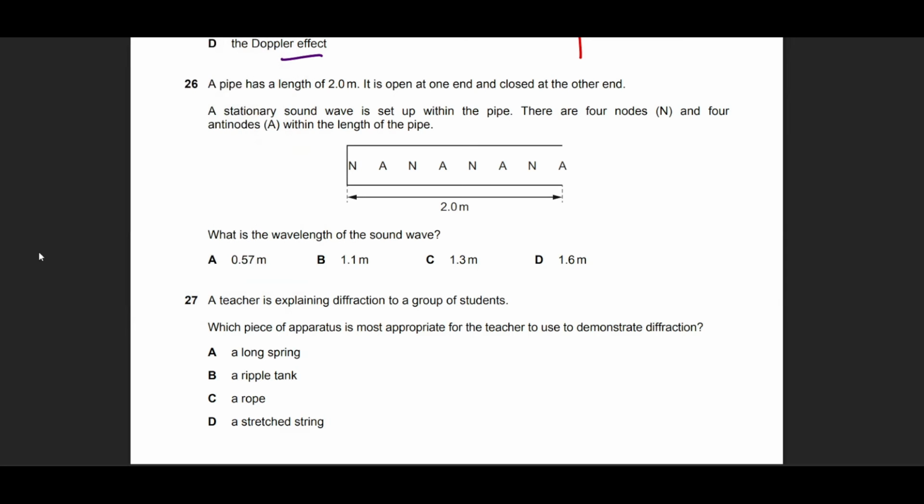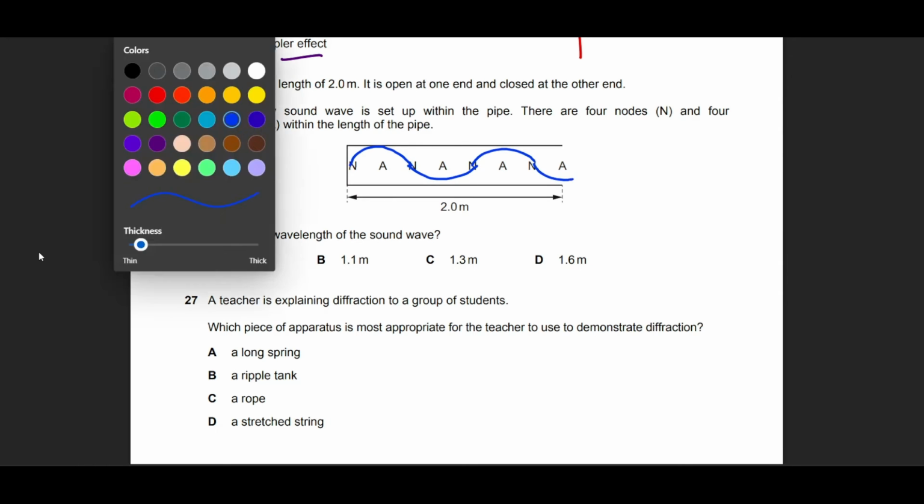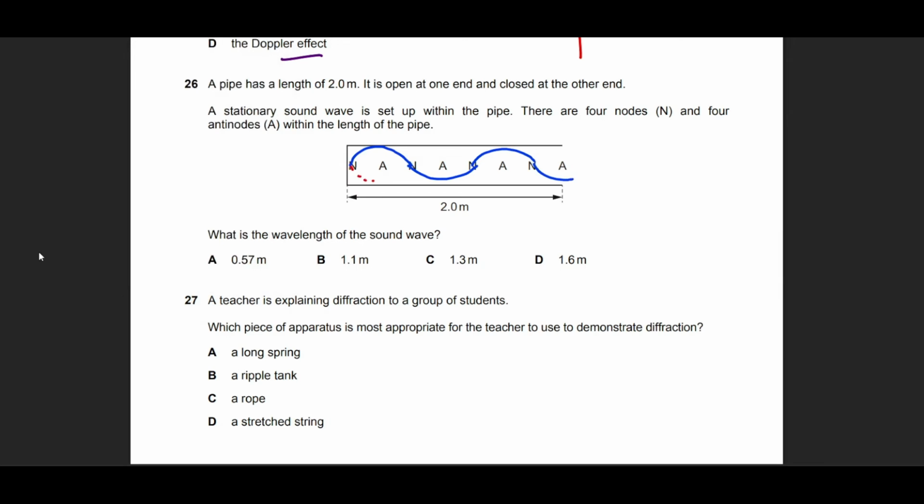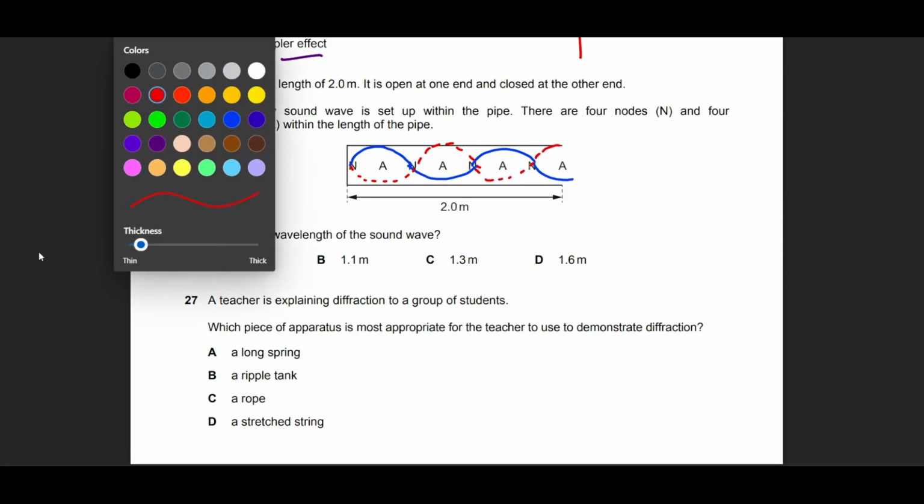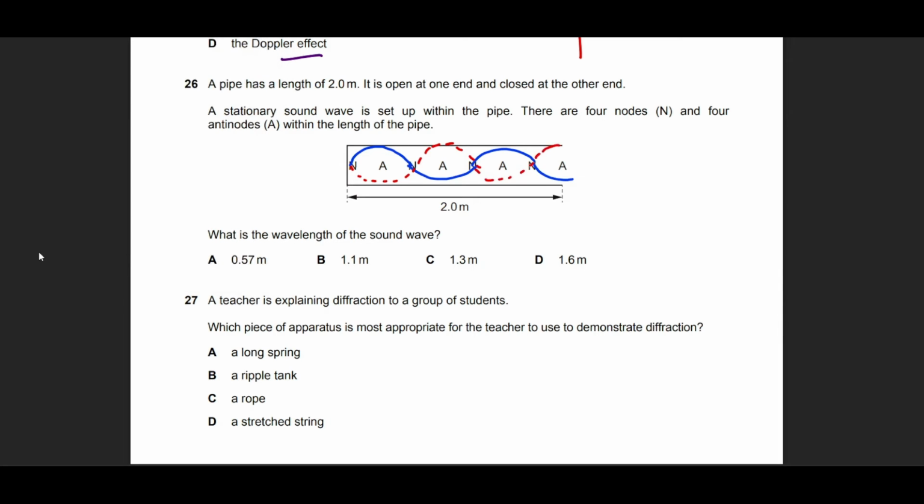So let's make the stationary wave at this point. So this is going to go something like this, then this, and this. And the opposing stationary wave, or the next phase of the stationary wave, is going to go something like this. Okay, so now it's a matter of counting the wavelengths. So from this point to this point is 1 lambda, from this point to this point lambda by 2, from this point to this point lambda by 4. Just add all of them together. You can use a calculator to do that.